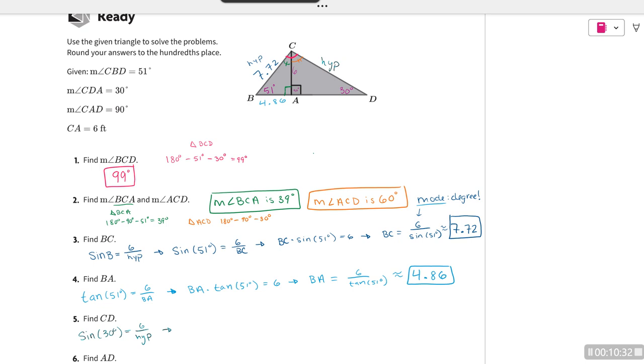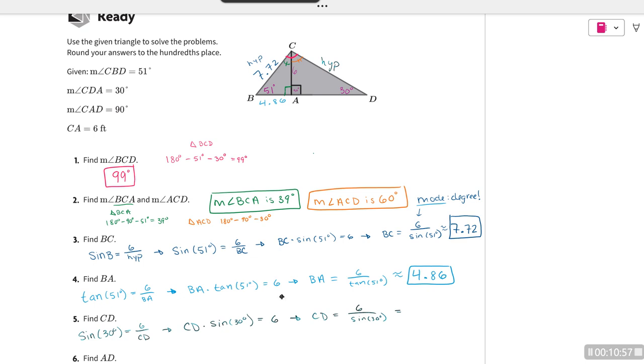So I'm going to multiply both sides. Instead of writing hypotenuse, I'll write CD. So let's multiply both sides by CD. So CD times sine of 30 equals 6. And then I'm going to divide both sides by sine of 30. So 6 over sine of 30. That gives us 6 divided by 1/2.